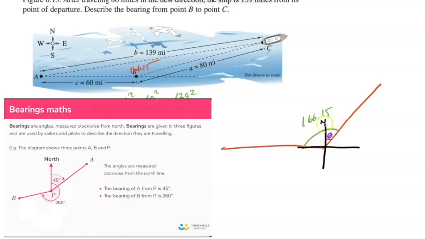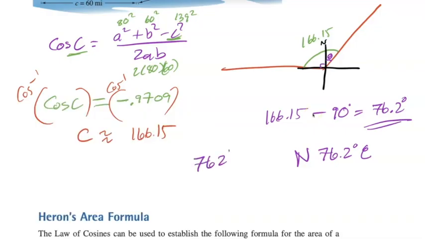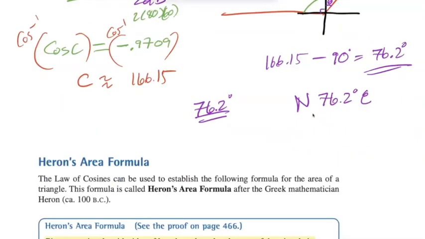I know all this is 166.15. All we gotta do is subtract off the 90 from this corner right there. We'll subtract off the 90. 166.15 minus 90 gets me 76.2. That's the bearing. If you want, you could say north 76.2 east, but really, since you're coming from the north, a bearing of 76.2 is all you need. Okay, let's go to Heron's formula.